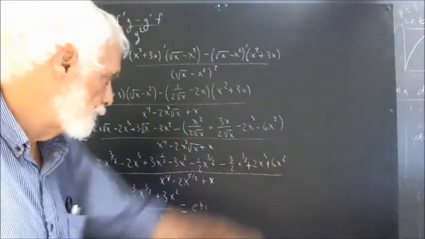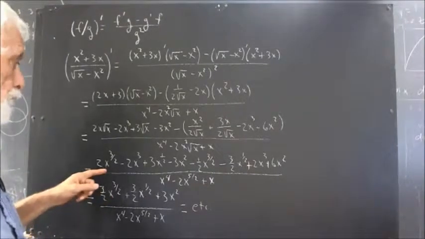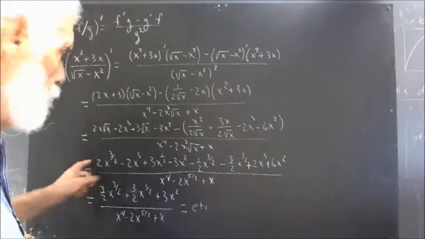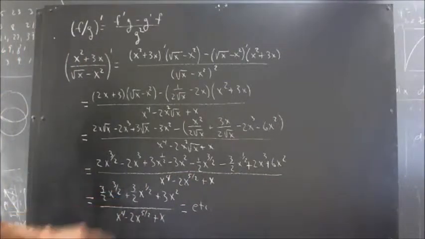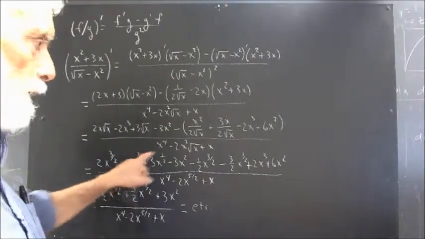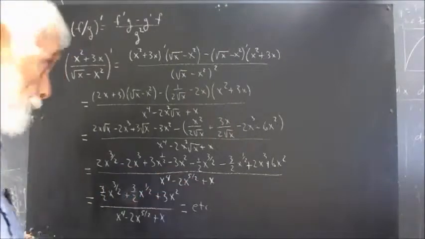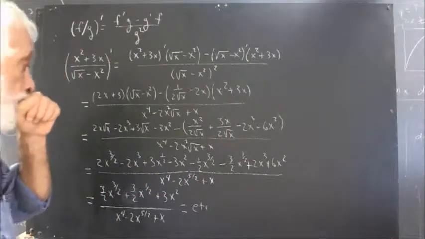And we've got all this mess, but this simplifies rather easily. We've got 2x to the 3/2 and a negative 1/2 x to the 3/2. Well, 2 minus 1/2 is 3/2, so we have 3/2 x to the 3/2. 2x cubed, negative 2x cubed, and a positive 2x cubed conveniently give us 0. We don't even have to write it down. It's a term. It doesn't have to be expressed.